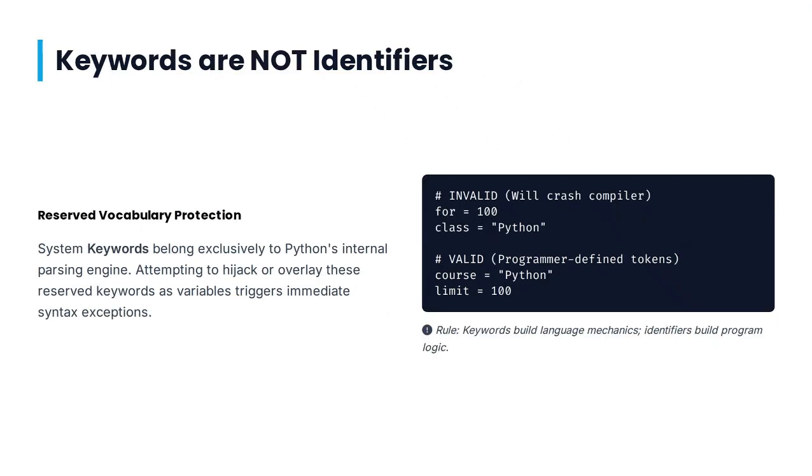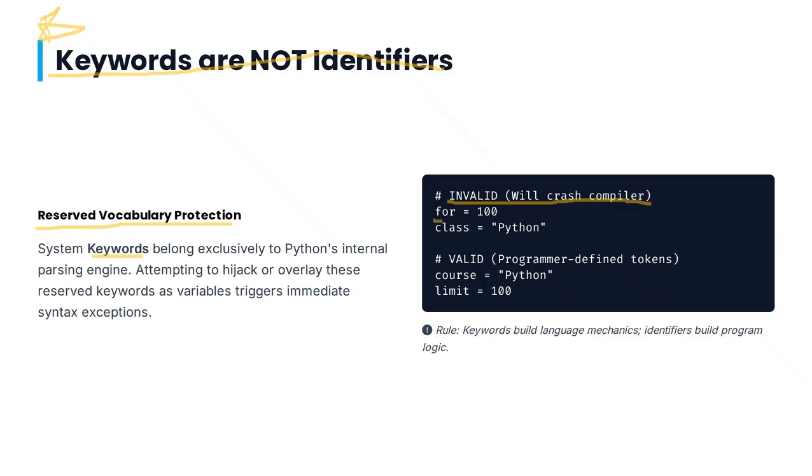Now, keywords are not identifiers. We have to keep in mind, it is very important, that keywords are not identifiers. Reserved vocabulary protection. System keywords belong exclusively to Python's internal parsing engine. Attempting to hijack or overlay these reserved keywords as variable names triggers immediate syntax exceptions, such as invalid syntax, which will crash the compiler.